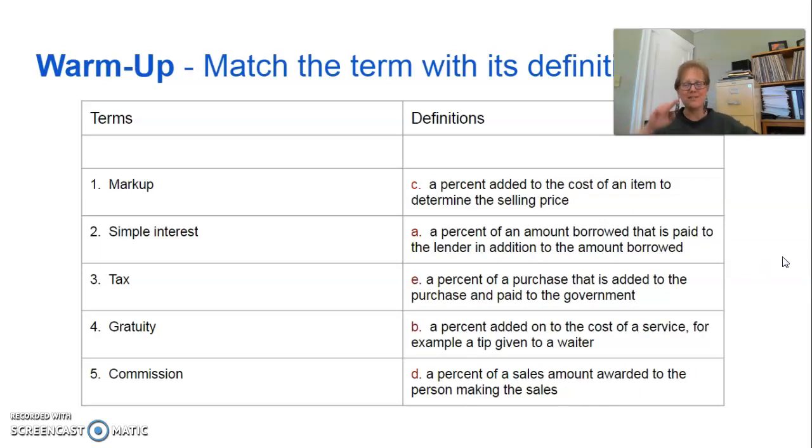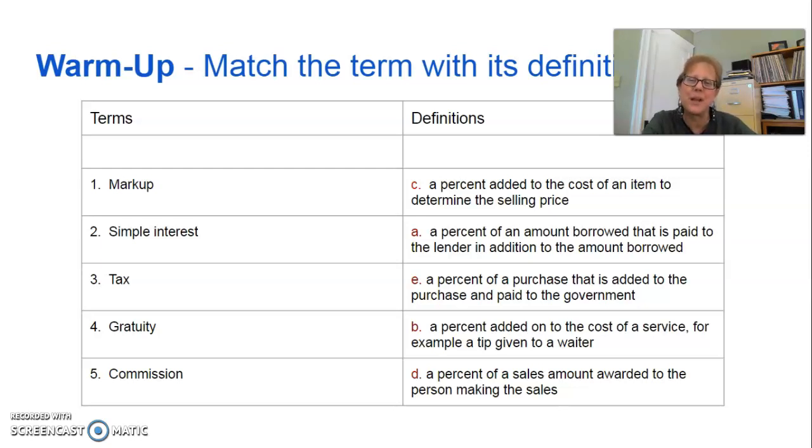All right, so here we are. All right, and I have changed the table around just a little bit so that the correct definition is next to the correct word. All right, so markup, right? Markup is a percent added to the cost of an item. All right, so if you ever go into business for yourself, when you buy something, you want to sell it at a higher price. Most people mark things up based on a percentage.